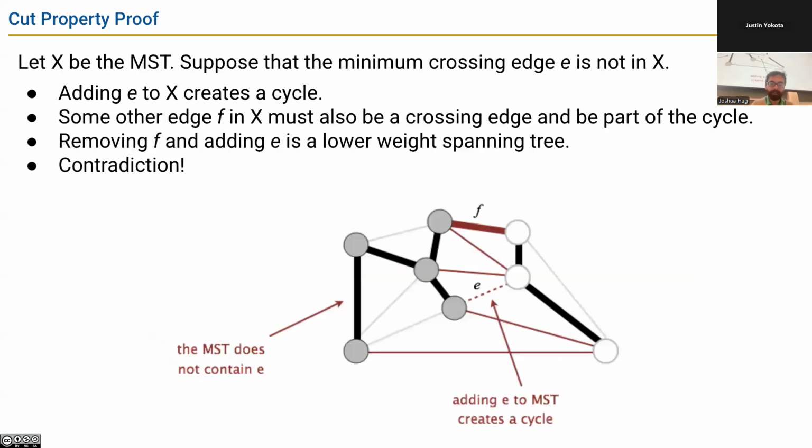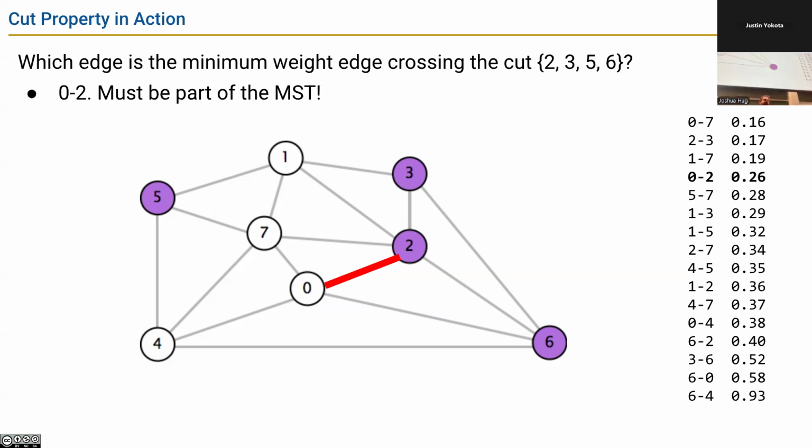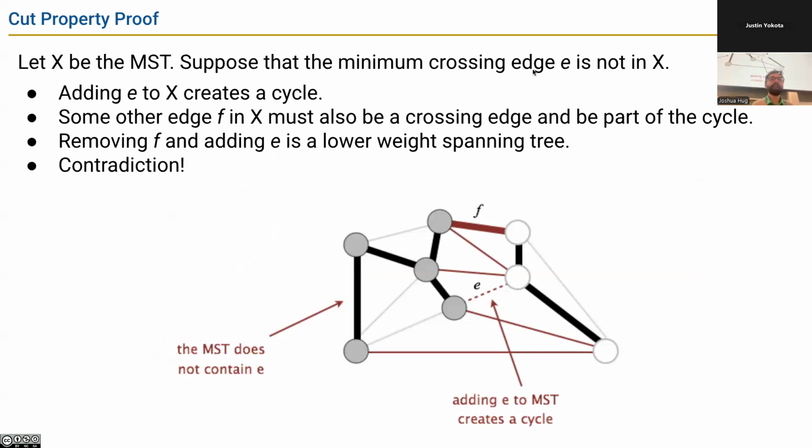Okay. So let me now tell you why the cut property is true. No matter how I color my vertices, the minimum crossing edge is always going to be in the minimum spanning tree. It's a cute proof by contradiction, a little more theory flavored than our class usually is, but here's the idea. Let's say X is the minimum spanning tree. So we know we have some minimum spanning tree. It's a collection of edges that connects the graph that doesn't have a cycle. And let's suppose that the minimum crossing edge E for some cut is not in X, okay?